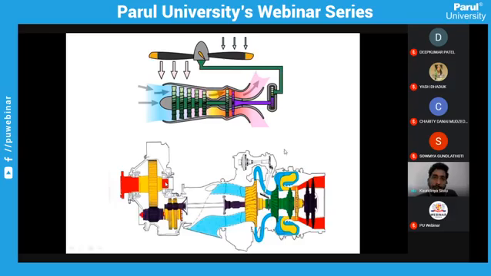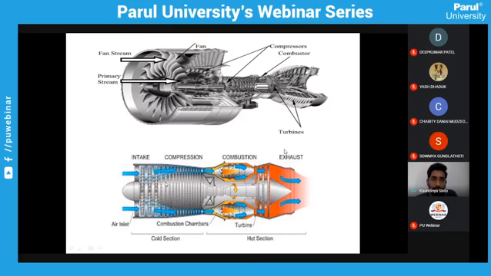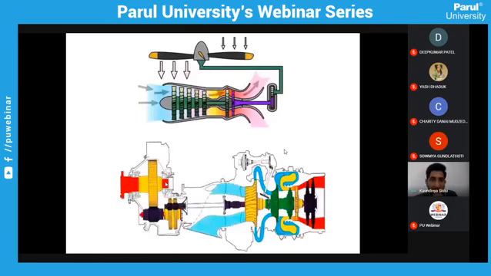Here, the bottom one is a turboprop engine. It's a little more complicated compared to a turbojet, because turboprop engines mostly have a compressor and combustion chambers.